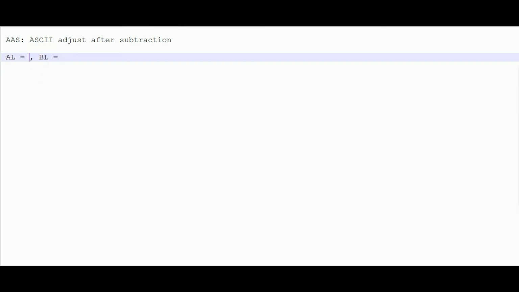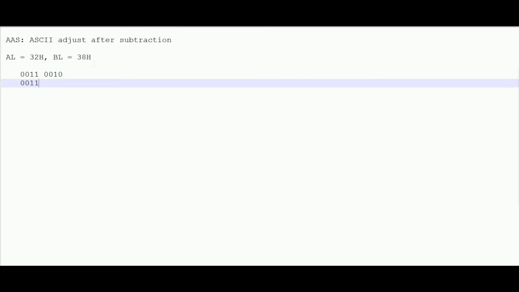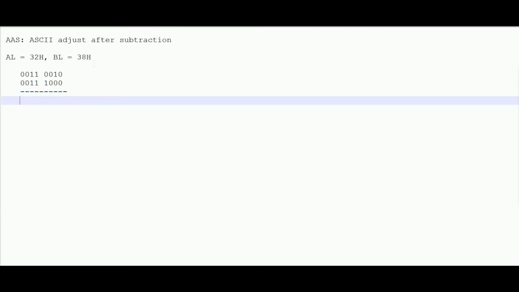Suppose you are subtracting 8 from 2, so the content of AL will be 32H and the content of BL will be 38H. Fine. So again let me represent it in binary: 0011 0010 and 0011 1000. So if you subtract this, what do we get? You can perform the subtraction by yourself.